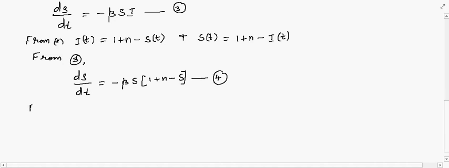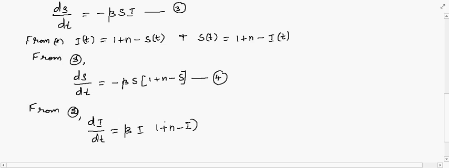Now from 2 we will get dI by dt is equal to beta into I into 1 plus n minus I. This equation we will take as 5.